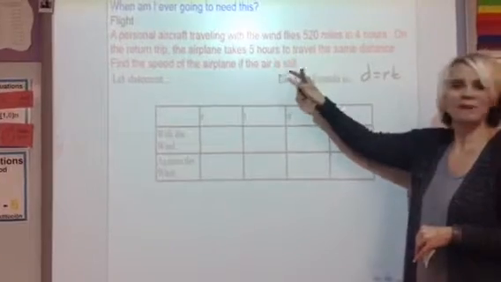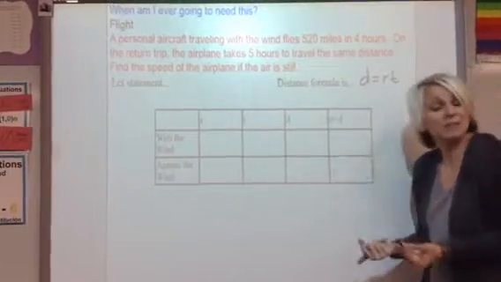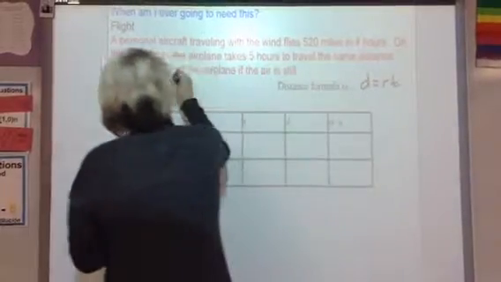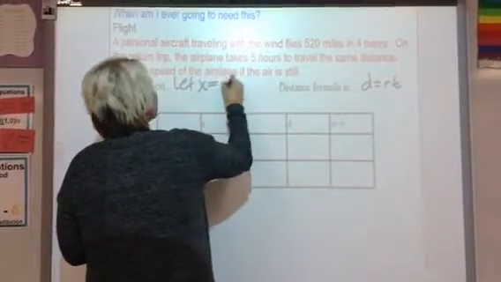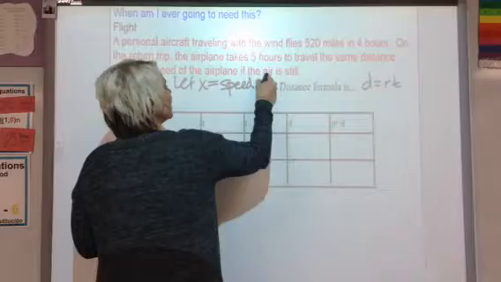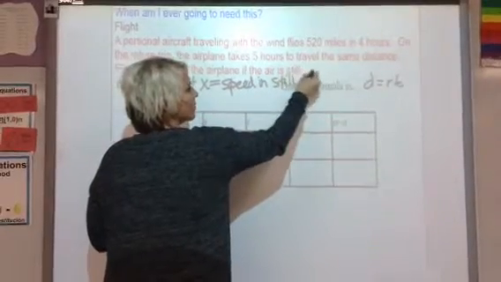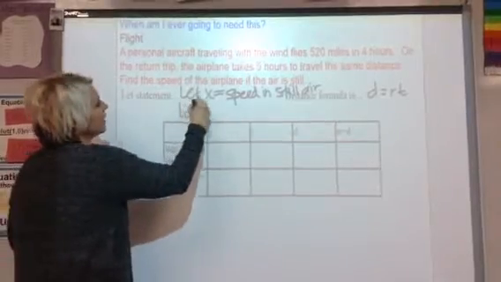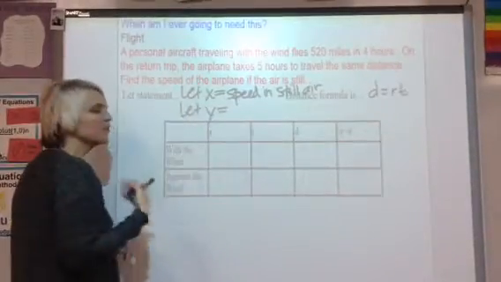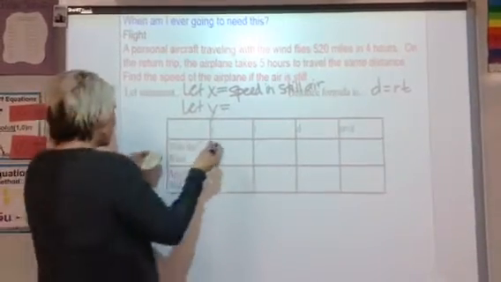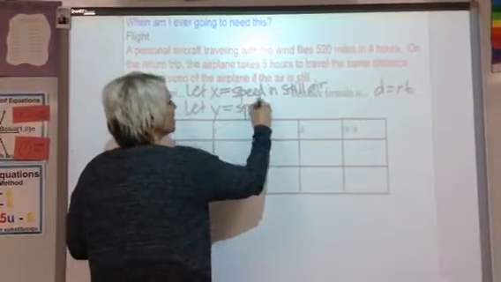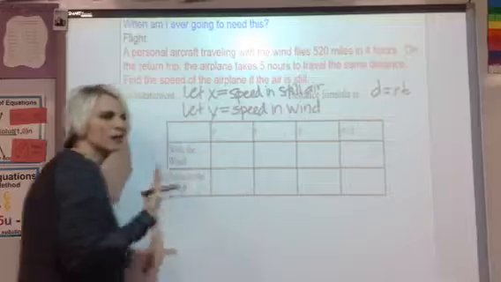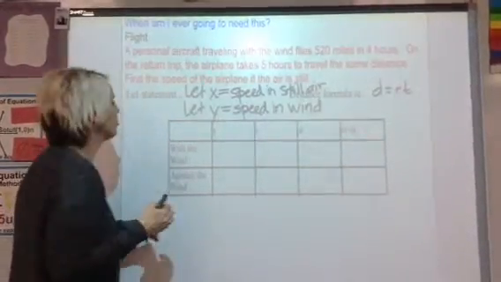Well, that tells me what I need to find, the speed of the plane when I have still air. So that's going to be my x. So I'm going to say let x be speed in still air. Now, what's the other condition that I have? I'm going to have that be my y. Well, that's when I have wind involved. So that is going to be the speed in wind. And you can use some different language for that, but that's basically the point there.